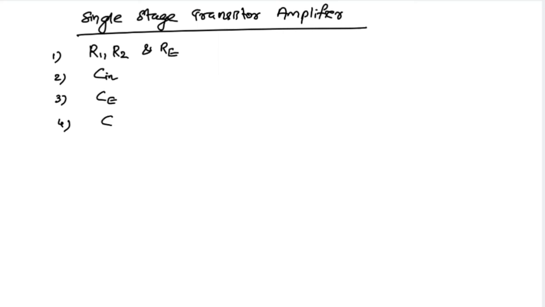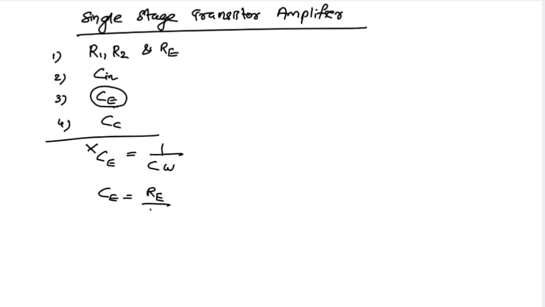Next we discussed the role of the emitter bypass capacitor and the need for properly designing it. We can design the capacitor value by using the reactance value Xc equal to 1 by C omega. By properly knowing the range of frequencies, we can set the value of Ce by assuming that its reactance is 1 by 10 the value of Re.